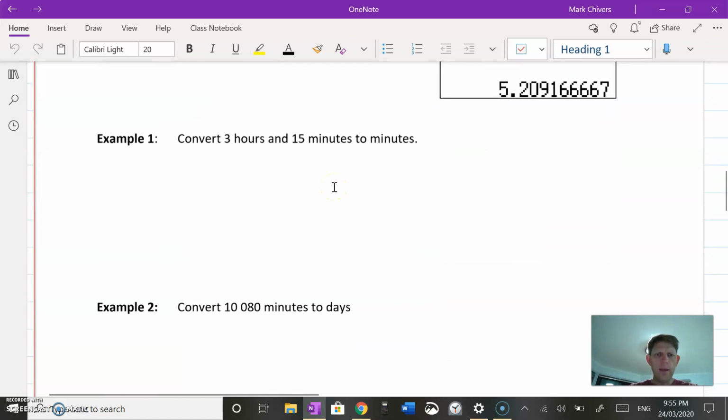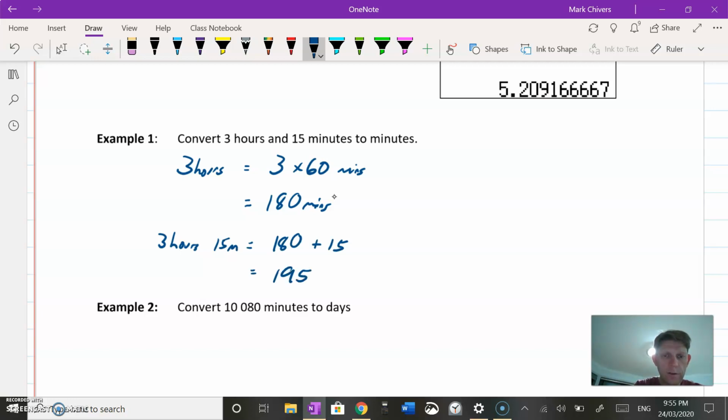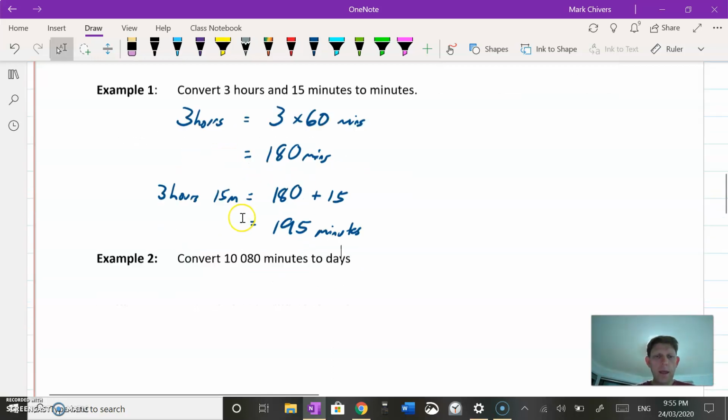So moving on from there, we won't use the calculator so much for this. We're just going to convert, so 3 hours and 15 minutes. So quite simply, 3 hours equals 3 times 60 minutes, which is 180 minutes. So 3 hours, 15 minutes equals 180 plus 15, which is 195 minutes. And you can use your calculator for that if you want to.